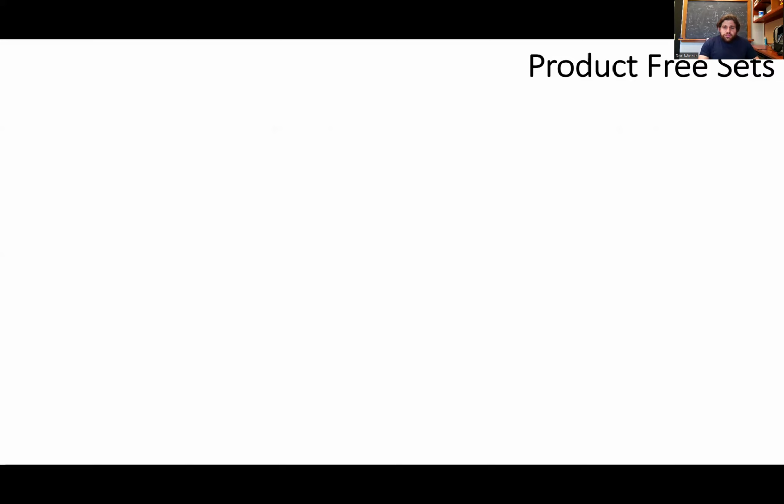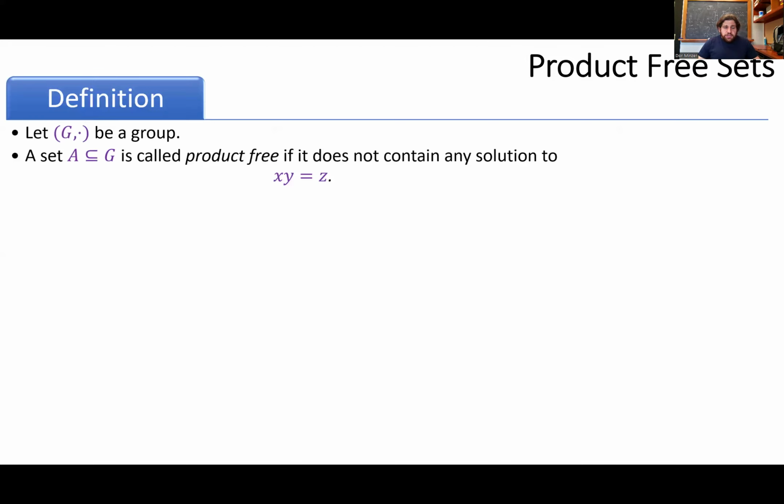So what are product free sets? Well, given a group G with an operation times, a set of elements A is called product free if it does not contain any solution to the equation x times y equals z. In other words, it doesn't contain any element of the form x times y for x and y in A.